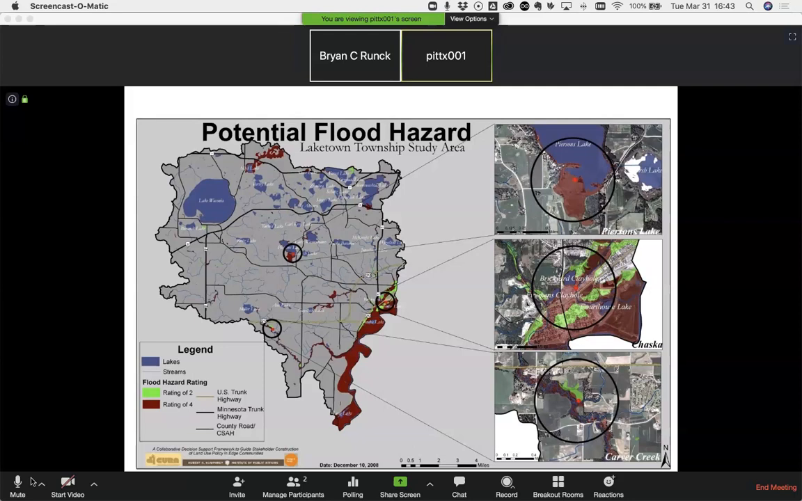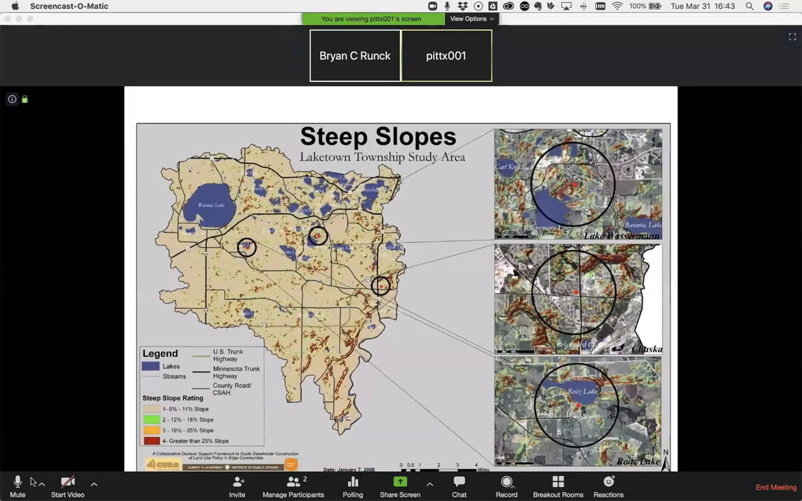So you'll be mapping potential flood hazards based upon FEMA data for flood hazards in the study area. You'll also be looking at steep slopes to identify those areas that have the highest possibility of slope failure. And you can see that in the southeastern corner of the study area, there are a series of steep slopes that are associated with a bluff that goes along the Minnesota River Valley. And these slopes then have much higher prospect of failure than the rest of the study area.